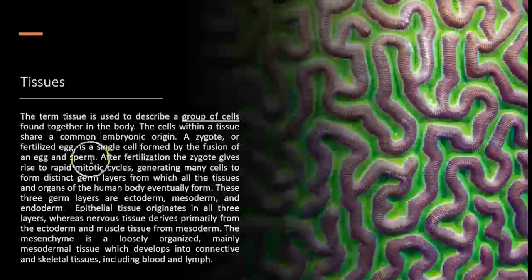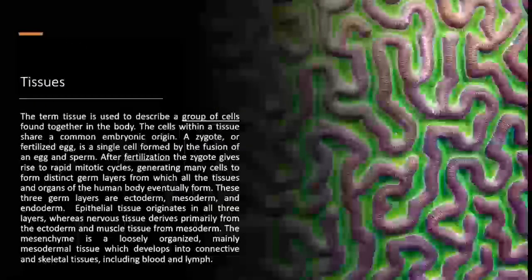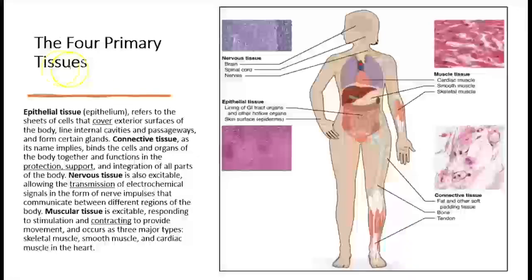Histology. Histology is the study of tissue. When you put together a group of cells, you're going to get a tissue. There are four primary tissues: epithelial, connective, nervous tissue, as well as muscular tissue.